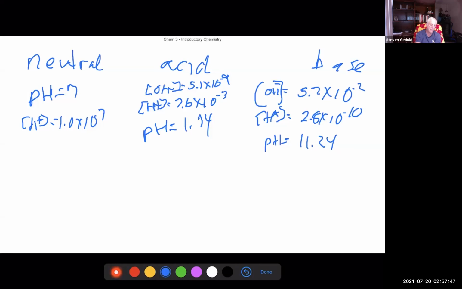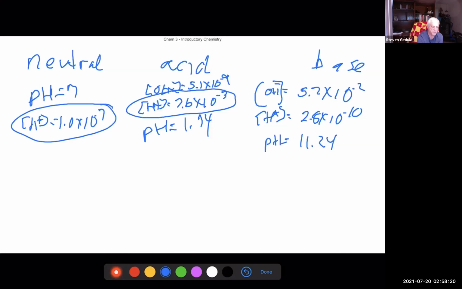If it goes above or below, if the H concentration goes up, it's acidic. If it goes down, it's basic. If the OH concentration at 10 to the negative 7 goes up, it's basic. Goes down, it's acidic. So let's look at this. This is your neutral. H concentration is greater than 10 to the negative 7, so it's acid.